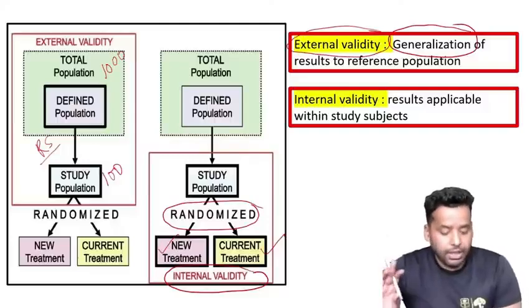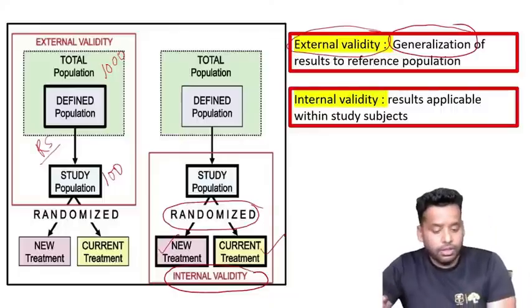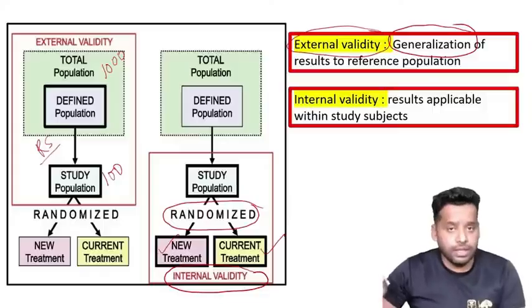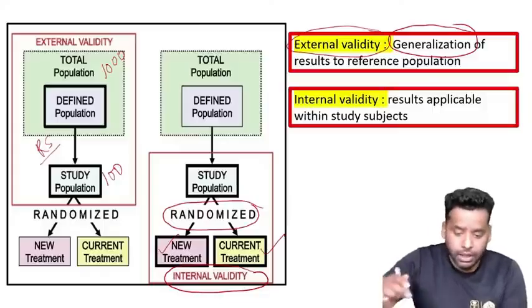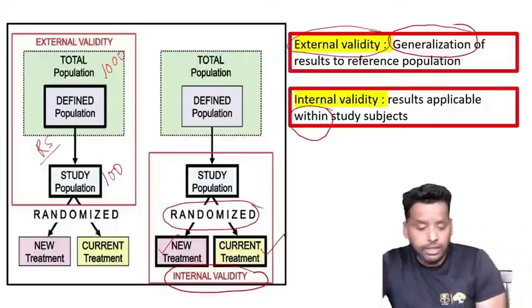Randomization will eliminate selection bias during treatment allocation. Whatever the results you are getting is correct. There was no selection bias. You are not doing any selection bias during treatment allocation. Results will be applicable within the study subjects.